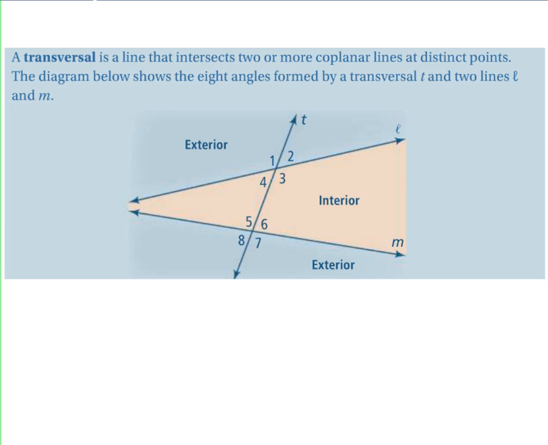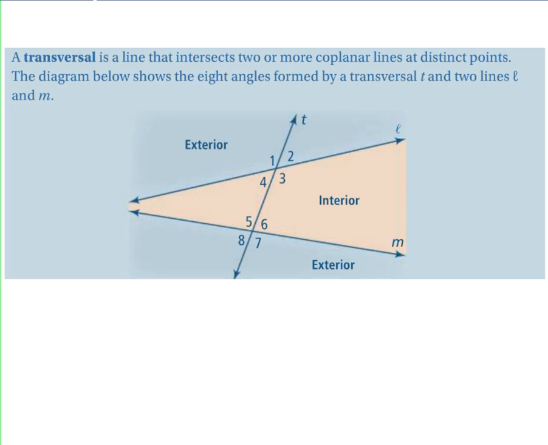Okay, so a transversal is a line that intersects two or more coplanar lines at distinct points. So they're on the same plane. My picture shows my transversal T and my two lines, L and M. Okay, and notice how I get 8 total angles out of that.